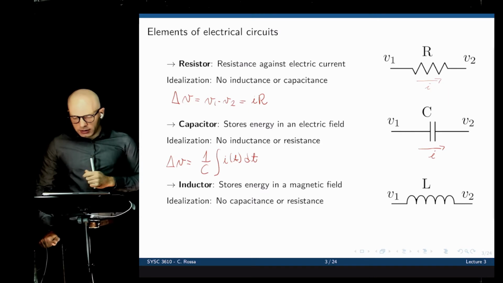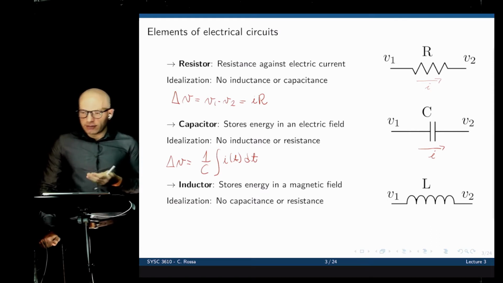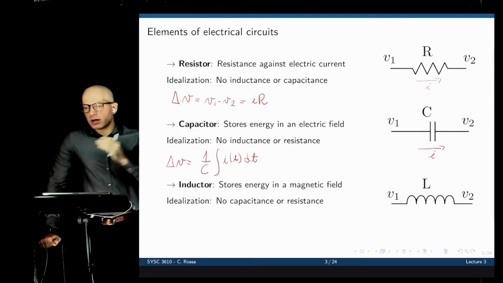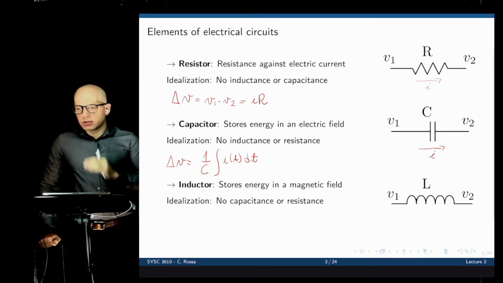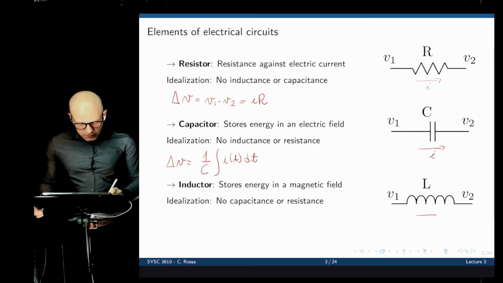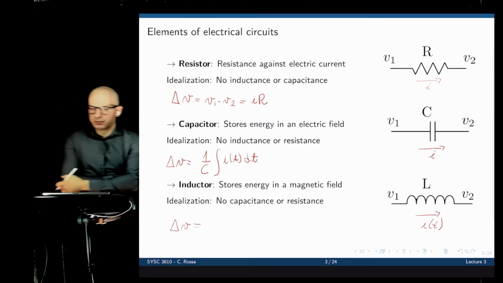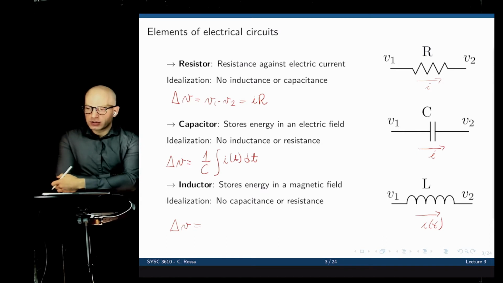The last element is the inductor. The capacitor stores energy in the form of an electrical field. The inductor does the same, but in the form of a magnetic field. The assumption you're making here is that the inductor has no capacitance and no resistance. So once a current I of t passes through this inductor, what is the voltage drop across the inductor?